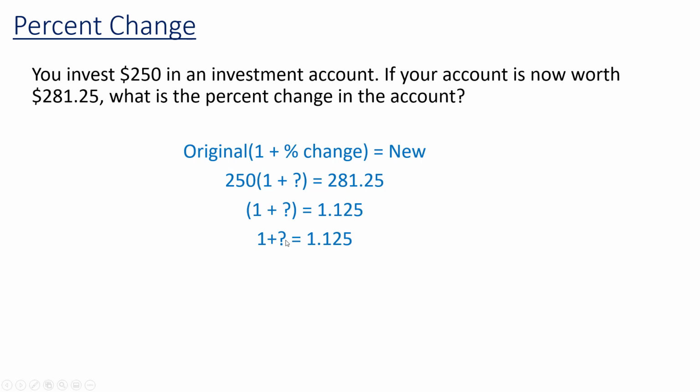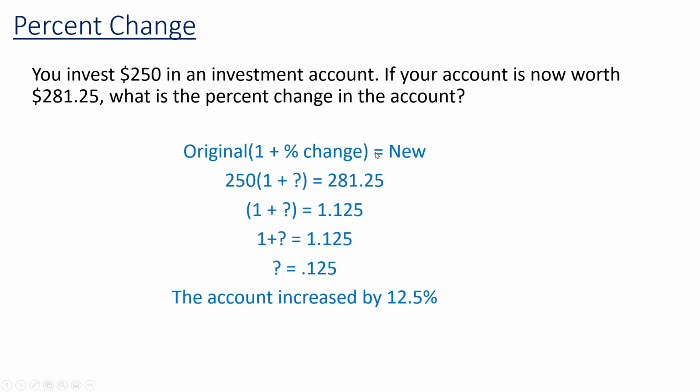So now I just have 1 plus this question mark equals 1.125. The opposite of adding that 1 is subtracting it, so we're going to subtract it off from both sides. And we get this question mark equals 0.125. Now we're going to convert that back to a percent because we were asked what is the percent change in the account. So the account increased by 12.5%. Anytime you're answering a percent change question, you need a direction, increased or decreased, and then an amount. In this case, we can see from the beginning 250 to 281.25 is an increase. So it makes sense that we have an increase by 12.5%.